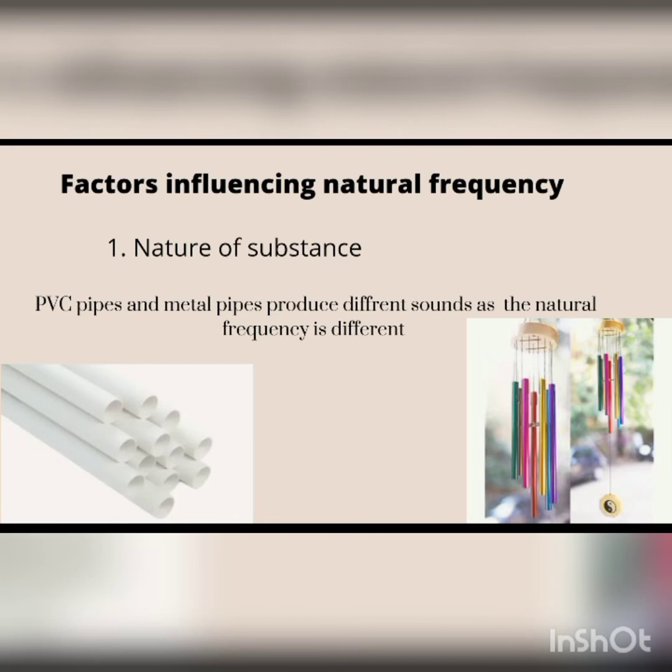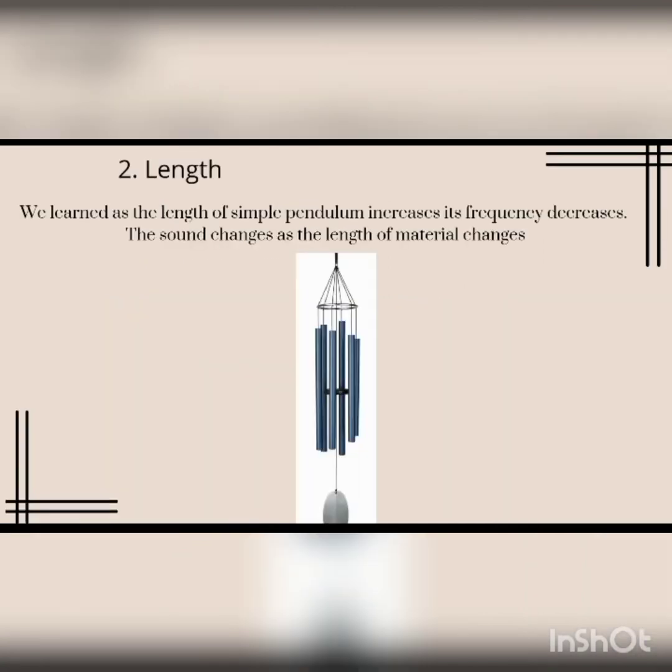In these pictures, we can see PVC pipes and metal pipes. If we make instruments using PVC pipes instead of metal pipes and try to produce sound, we can hear the difference in sound. Even if we take a PVC pipe in the exact same length as the metal pipe, the sounds produced are different. As the nature of the body changes, natural frequency changes and sound changes.